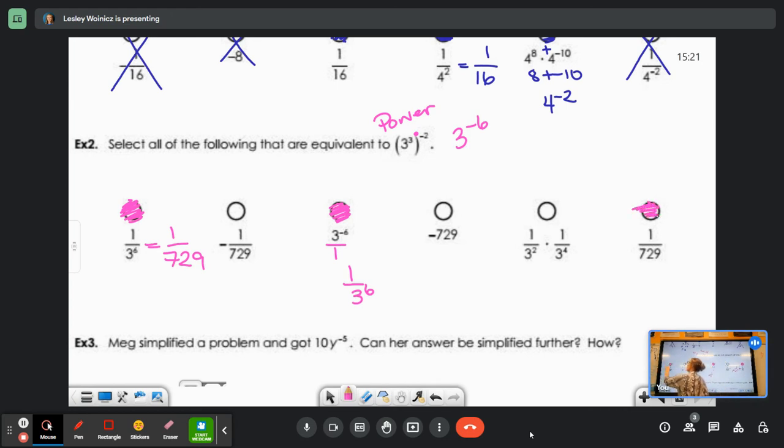Okay, so if it's 1 over 729, can it be negative 1 over 729? No, so we're not going to pick that one. Can it be this one? No. All right, now we just have to simplify. So I'm multiplying across my numerators, so I get a 1, and across my denominators. So if I'm multiplying with same bases, what do I get to do to my powers? Add them. So 2 and 4 make 6. Looks like a match to me, because it's the same as that one over there.